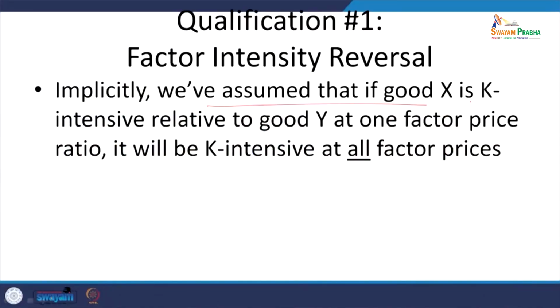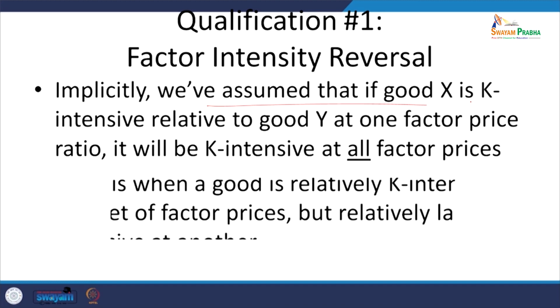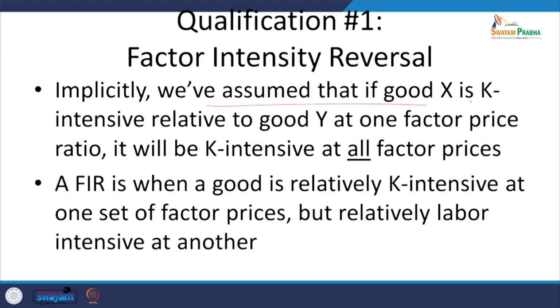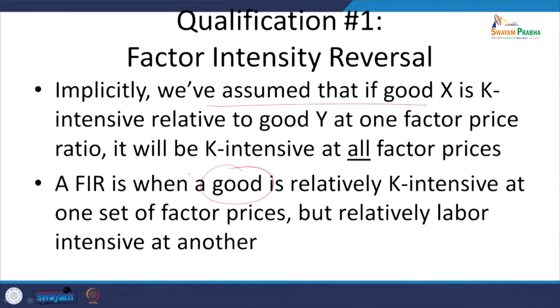So what are the qualifications for reversal? Implicitly we have assumed that if a good is capital intensive relative to good Y at one price ratio, it will be capital intensive at all prices. So FIR is when a good is relatively capital intensive at one set of factor prices, but relatively labor intensive at another. So the same good is capital intensive in one country or case, and labor intensive in another. Therefore, the intensity reversal.